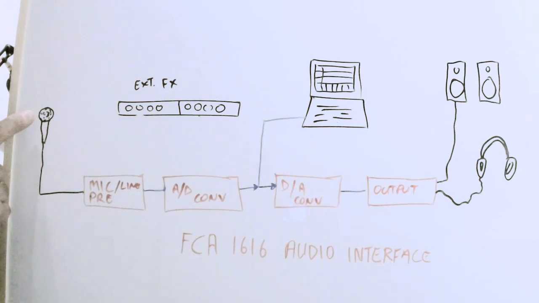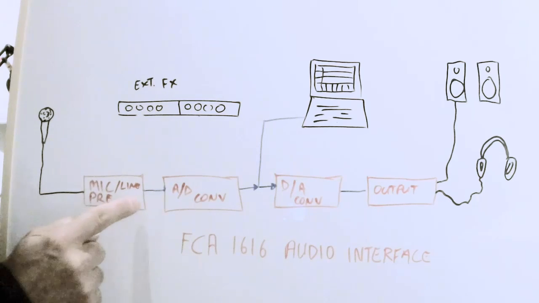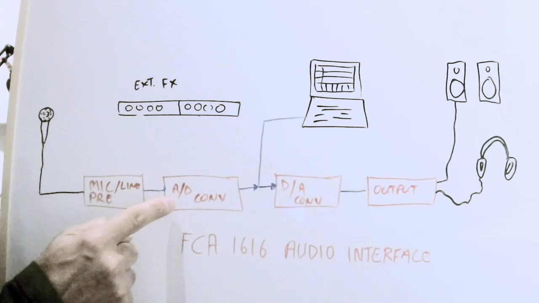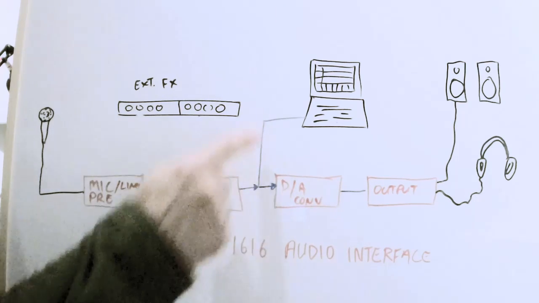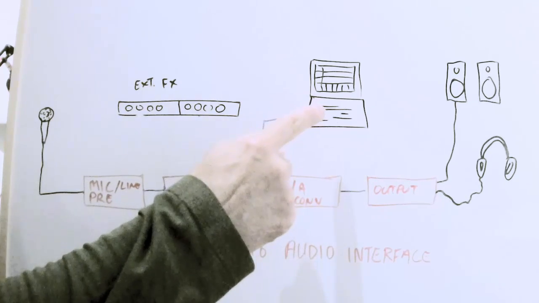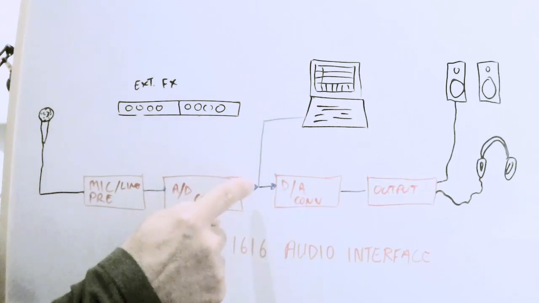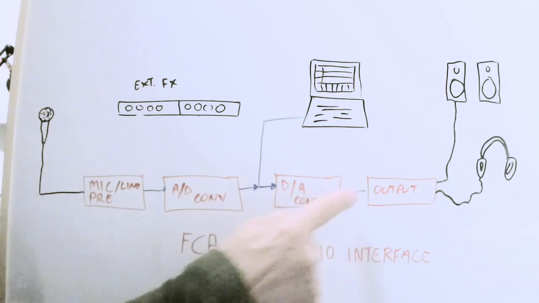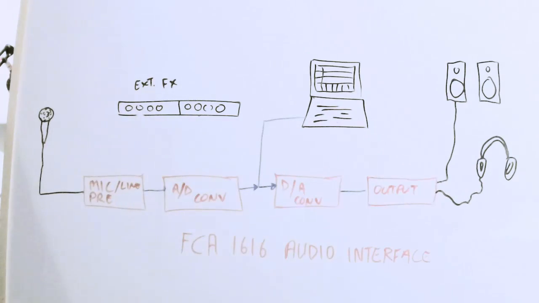We have our microphone that feeds into the preamplifier of the audio interface, and that signal gets amplified and then fed into our analog to digital converter, and the output from the USB or firewire gets sent to the PC so you can record the digital signal into your DAW. Then the playback signal data from your DAW comes back and gets converted from digital back to analog, and then sent out to the outputs, and then to your headphones and or your speakers.